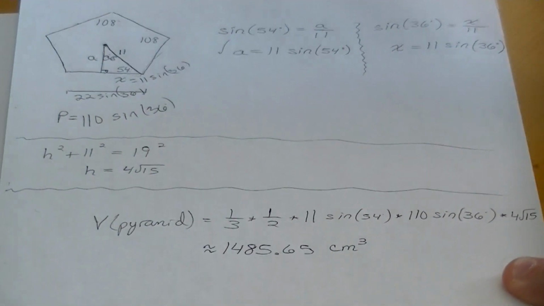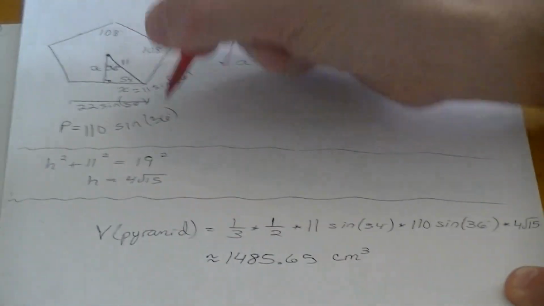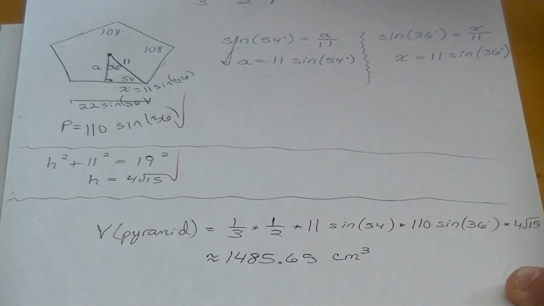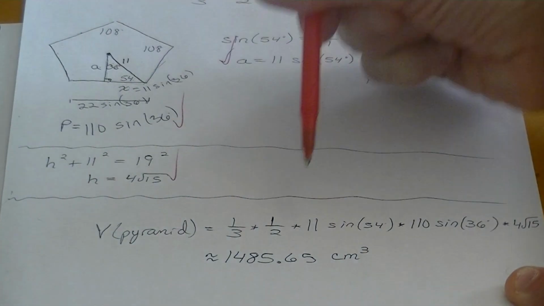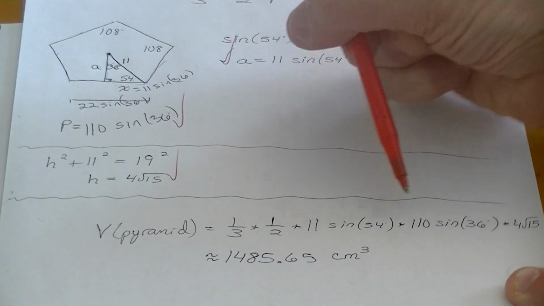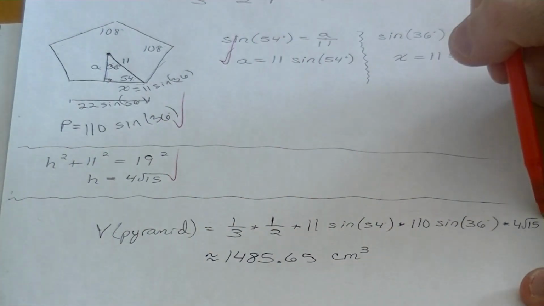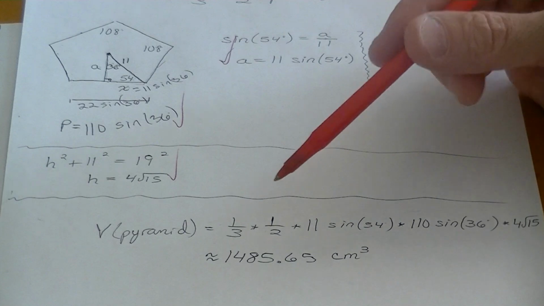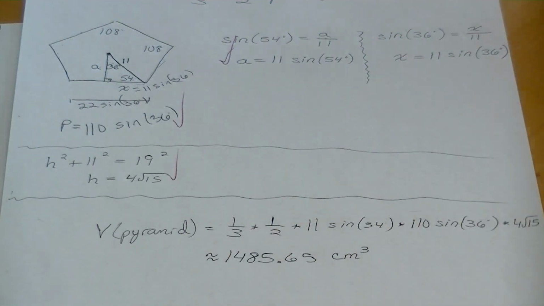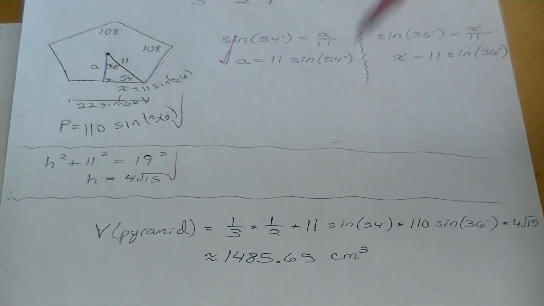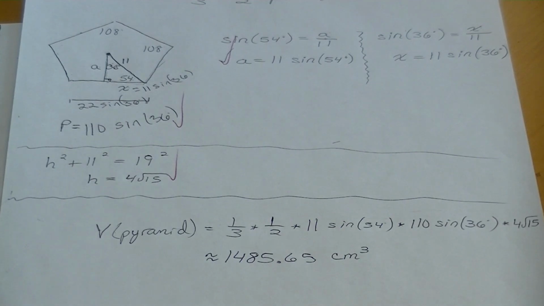So now that I have all the numbers I need, I got my apothem, I've got my perimeter, I've got my height. I filled them in. There's my apothem, there's my perimeter, there's my height. I grab my calculator, type it all in, being careful with parentheses. 1485.65 centimeters cubed. That was a hard one. I might have to watch that one more than once.